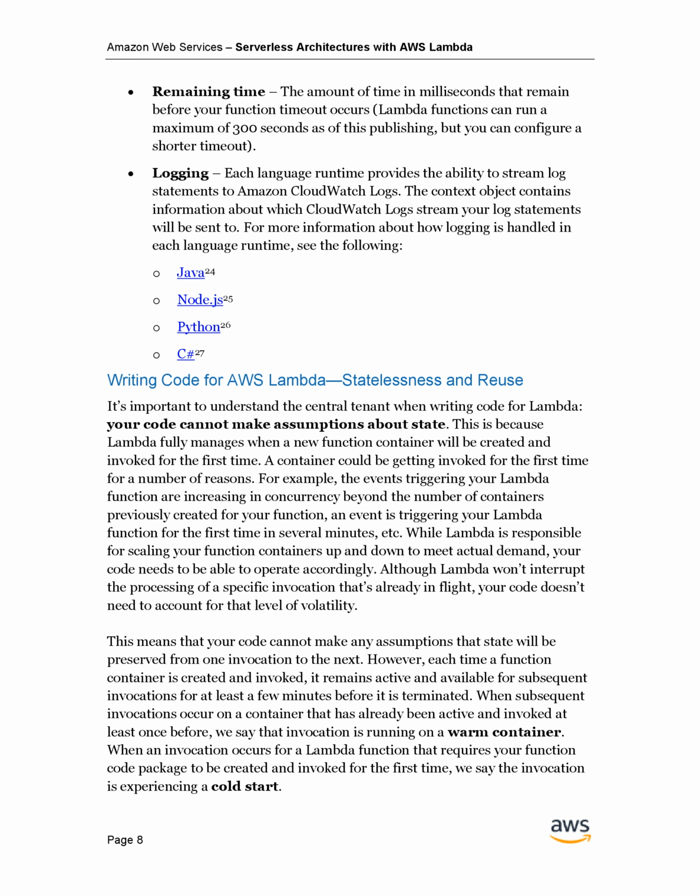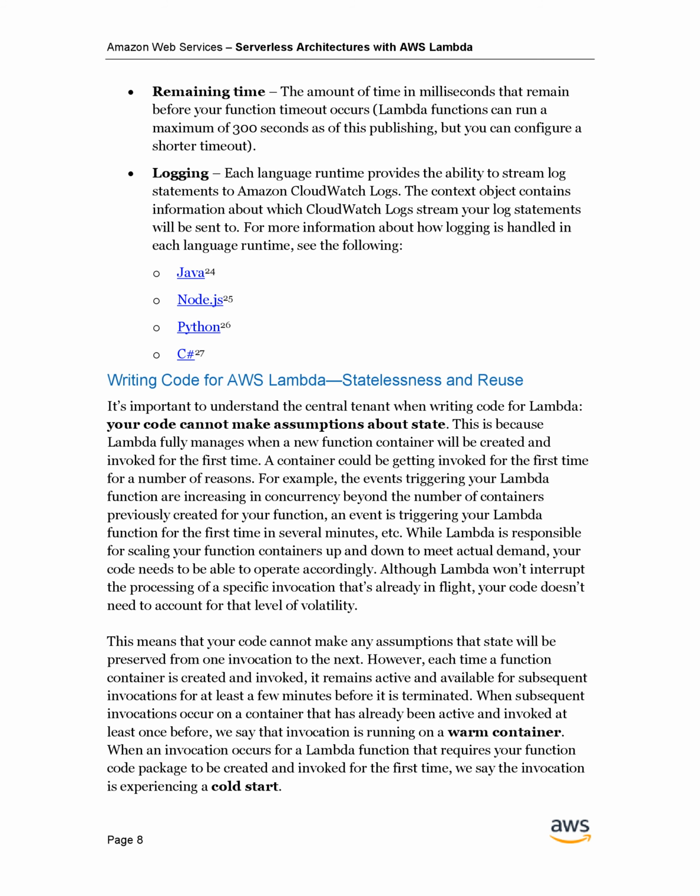It's important to understand the central tenet when writing code for Lambda. Your code cannot make assumptions about state. This is because Lambda fully manages when a new function container will be created and invoked for the first time. A container could be getting invoked for the first time for a number of reasons. For example, the events triggering your Lambda function are increasing in concurrency beyond the number of containers previously created for your function, or an event is triggering your Lambda function for the first time in several minutes, etc. While Lambda is responsible for scaling your function containers up and down to meet actual demand, your code needs to be able to operate accordingly.